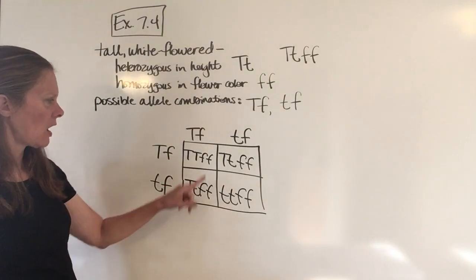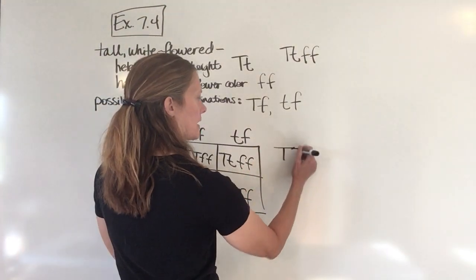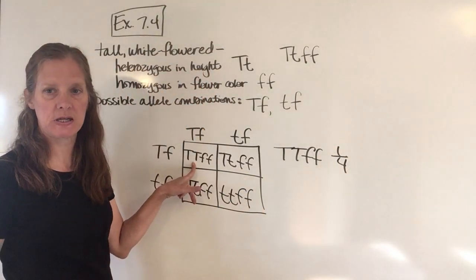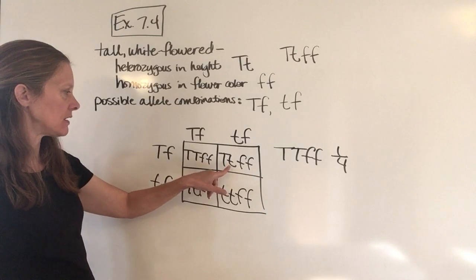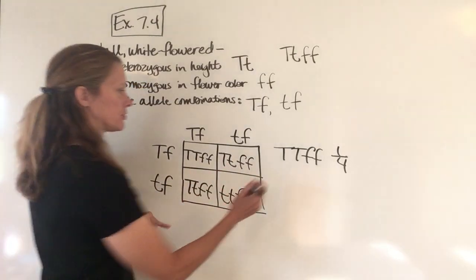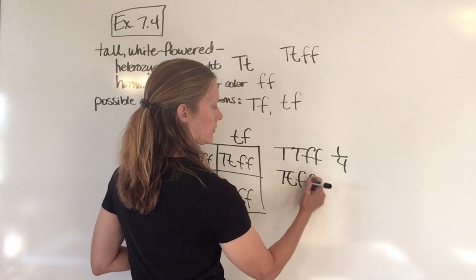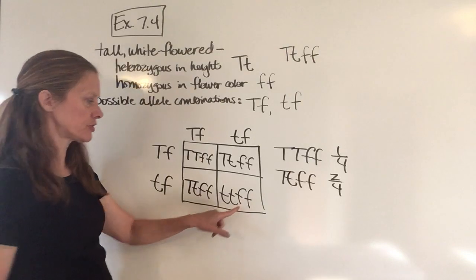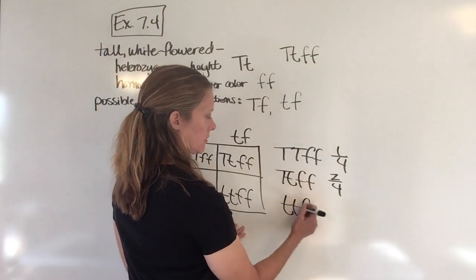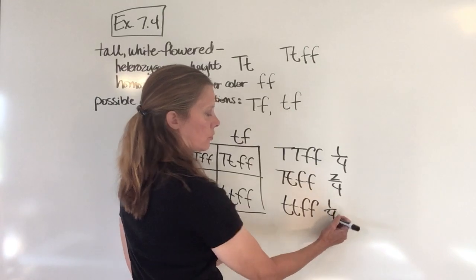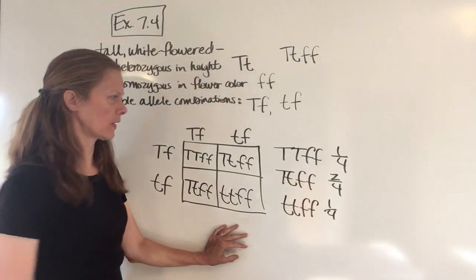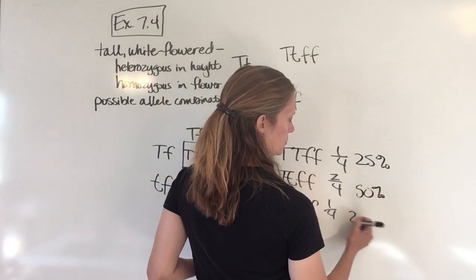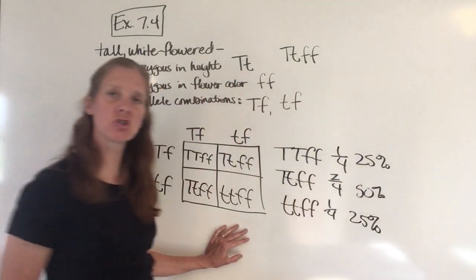So my genotypes, I have a capital T, capital T, little f, little f. 1 out of 4 possibilities, okay? Then I have 2 that are capital T, little t, little f, little f, so that's 2 out of 4 possibilities. And then my last offspring was a little t, little t, little f, little f, and that's 1 out of 4 possibilities. Okay, so 25%, 50%, 25%. So those are the genotypes.